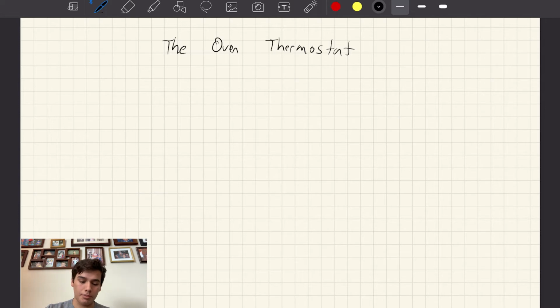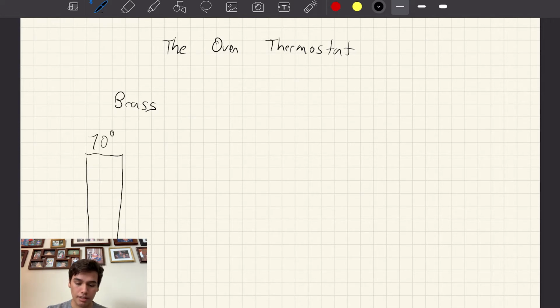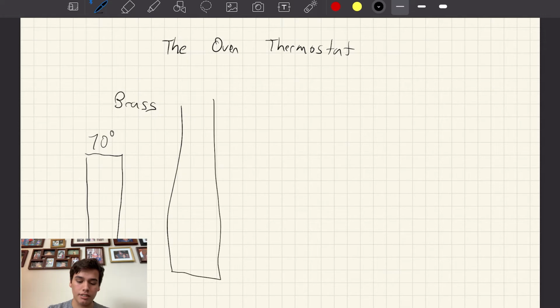So for example, brass is a metal that is very susceptible to expansion based on temperature. So let's say this is it at 70 degrees, and let's say then this is it at 150 degrees. So see how it expanded a lot based on the temperature.